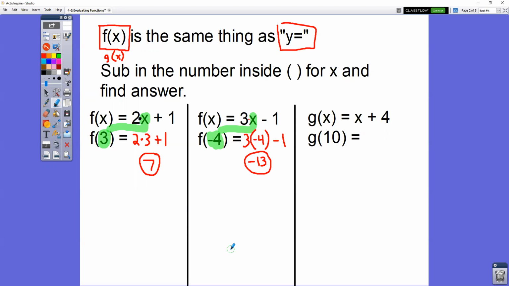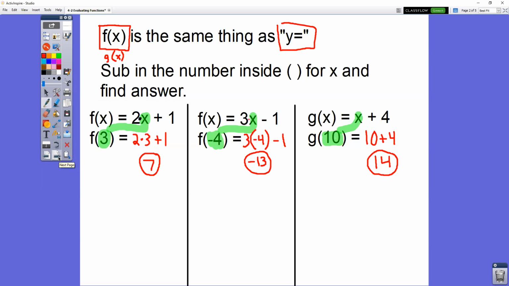It should take you all of about 5 seconds to do. All right. All that you're doing is taking this 10 and subbing it in for x. So instead of x plus 4, we have 10 plus 4. This one you didn't need to multiply anything. So 10 plus 4 is 14. So this is the first type of question that you're going to have today. You're just taking the number that's inside the parentheses and subbing it in for x.